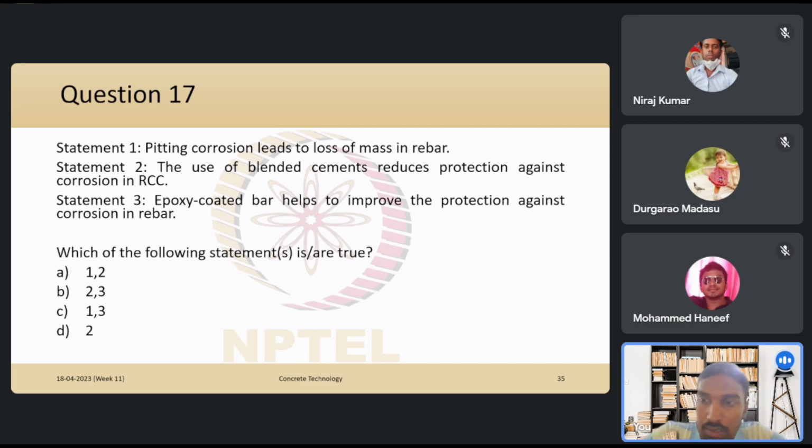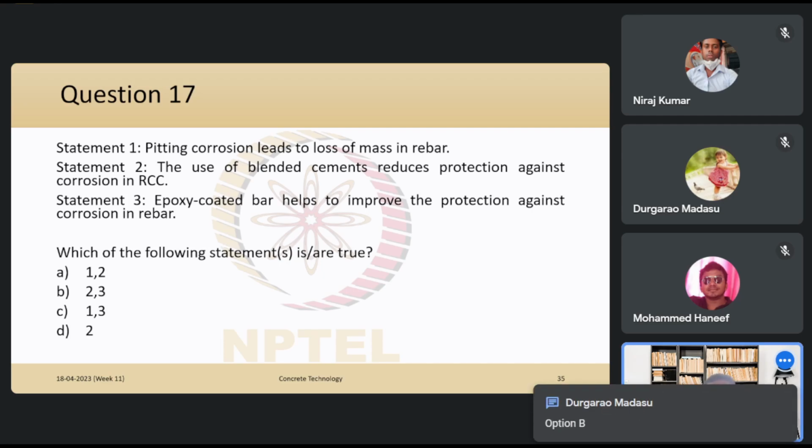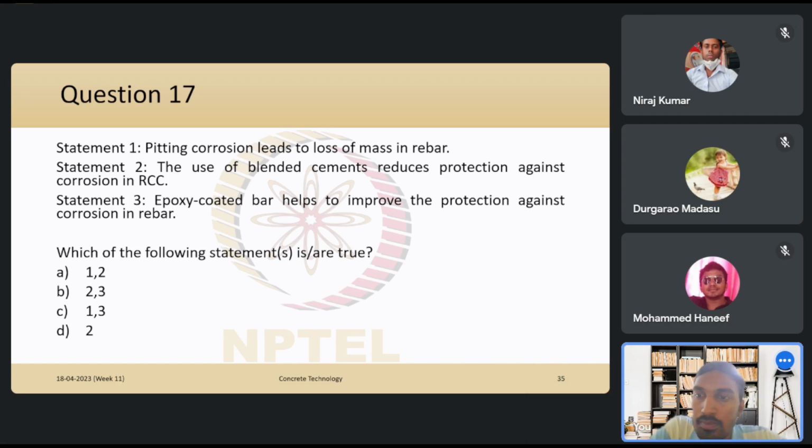Okay, we have one vote for option C, both 1 and 3. Any other answers? Okay, one for B, 2 and 3. Alright. Any other answers?